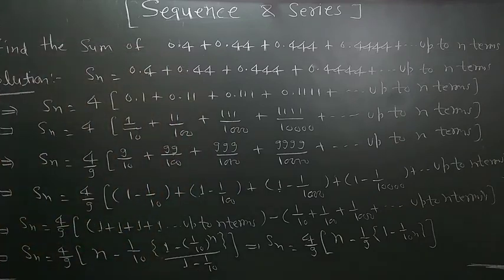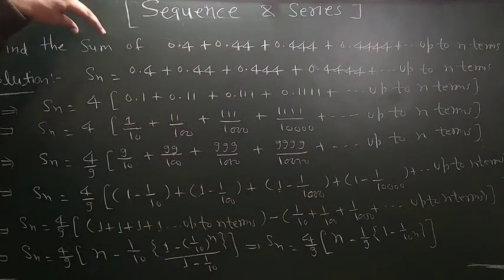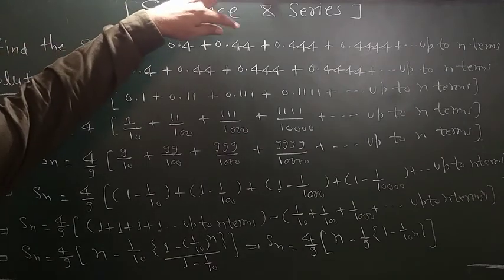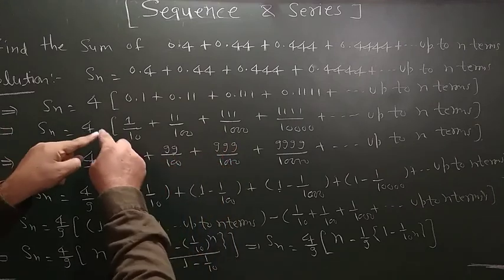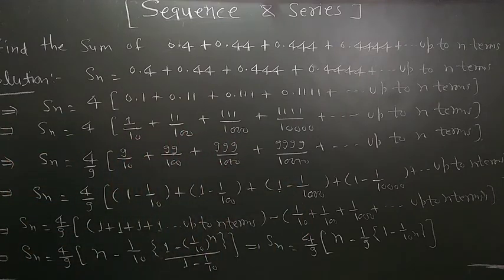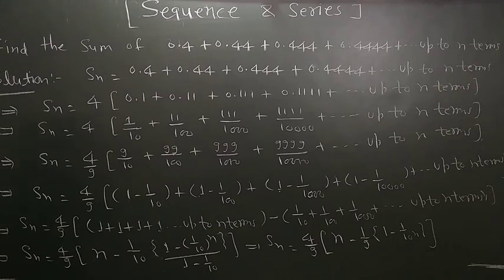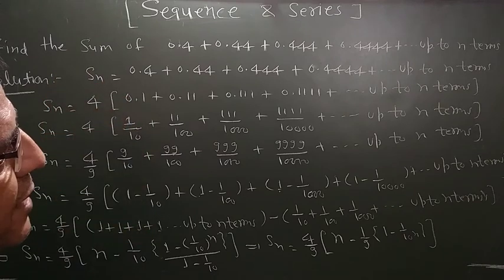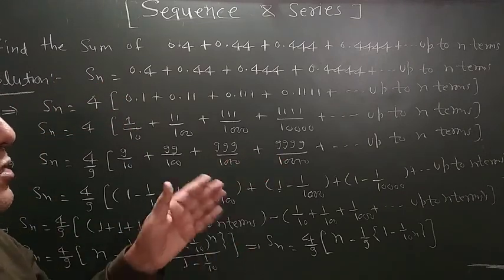And so this is the sum of n terms of the sequence given in the form 0.4, 0.44. So if the sequence is given in decimal form, we convert it this way, without decimals, as in the previous question. This is how we can solve this type of question. So these are two different varieties in geometric progression which look just like GP but are not in GP.